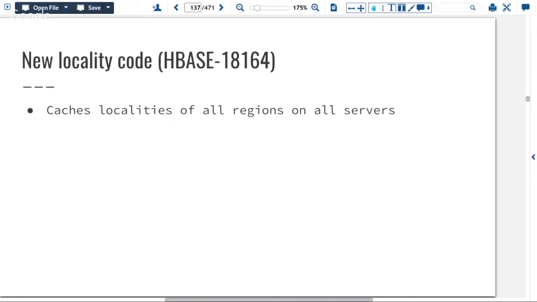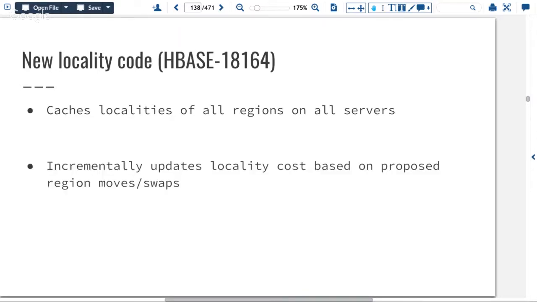It starts by caching all of these localities a priori. And the big thing here is that it's only going to incrementally update the locality cost based on the proposed region moves and swaps. So as the balancer suggests, hey, move region 1 from server 1 to server 2, the locality code is just going to say, okay, how does that affect my locality cost estimate? It's not going to iterate over all the regions and all the servers in the cluster and do all that recomputation.